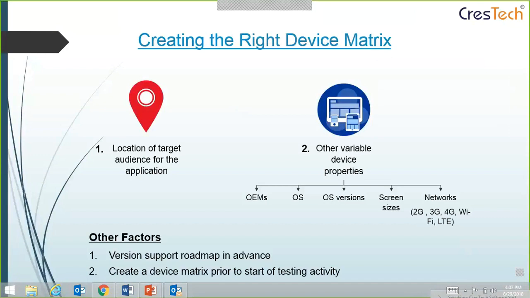Location is the primary factor, and these are the secondary factors, but they're equally important. The location would determine what kind of manufacturers or brands are being used in that region, what kind of operating systems and screen sizes are most common, and what the network accessibility is over there. Over that, a version support roadmap needs to be created in advance. The device matrix we are talking about needs to be ready prior to the start of this testing activity.